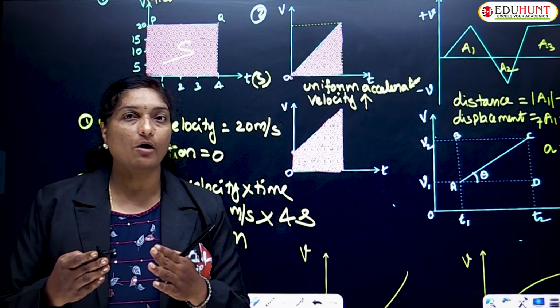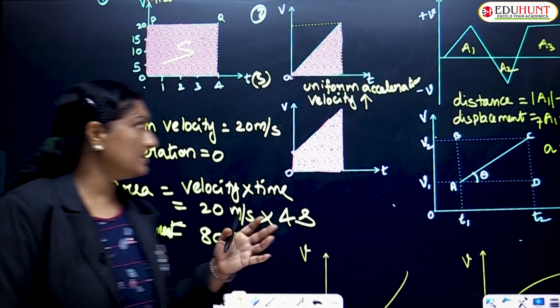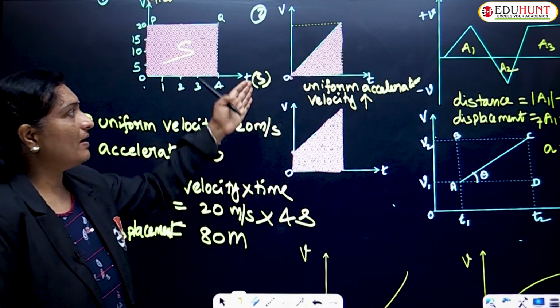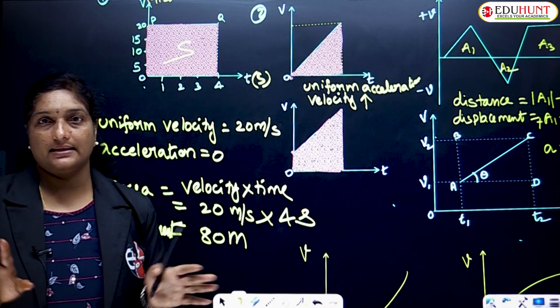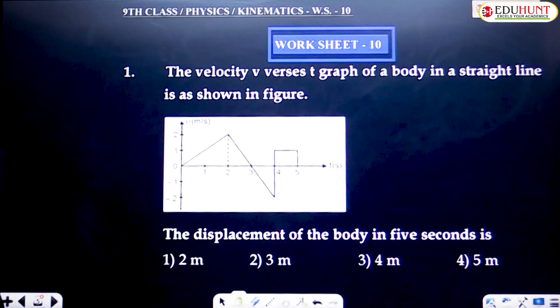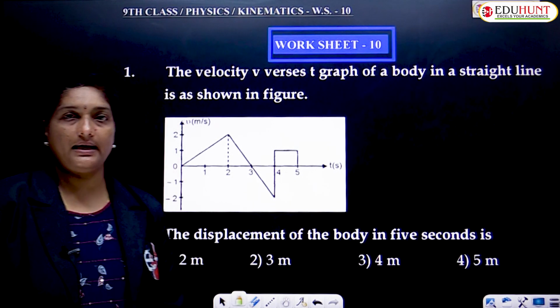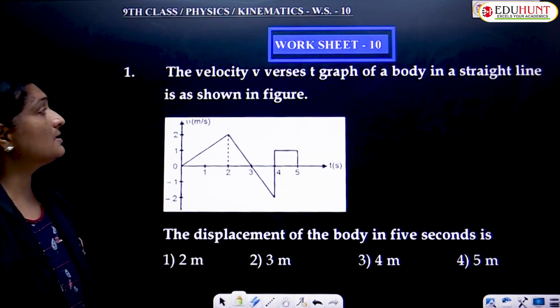So the slope of displacement time graph gives velocity. Similarly, the slope of velocity time graph gives acceleration. So these 5 things you need to remember carefully, children. Based on that, let us try to solve a few numericals from worksheet number 10. So this is the given figure.